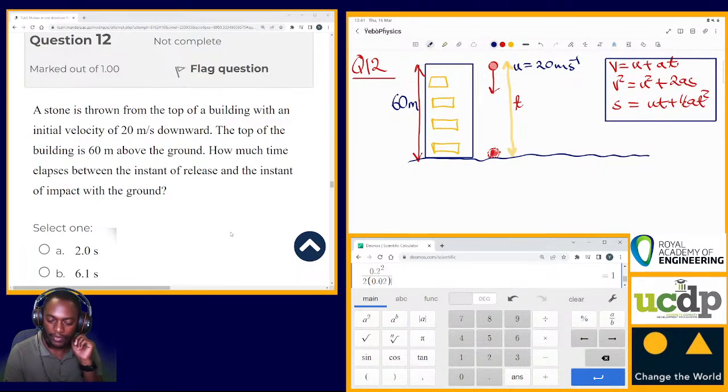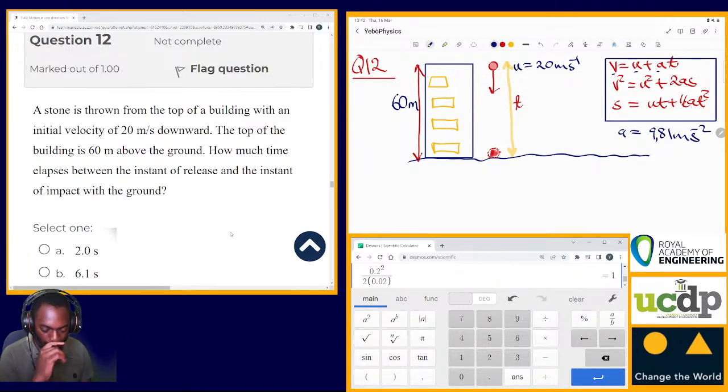All our equations have the time. So the first one there, to calculate time, we need A, we need U, and we need V. V we are given, so that's good. It's going down, so it's going to be accelerating as a result of gravity. Since it's a downfall, acceleration is going to be equal to 9.81 meters per second squared.